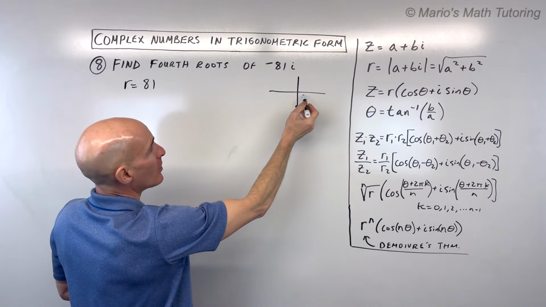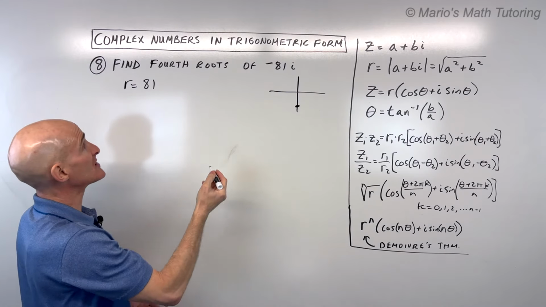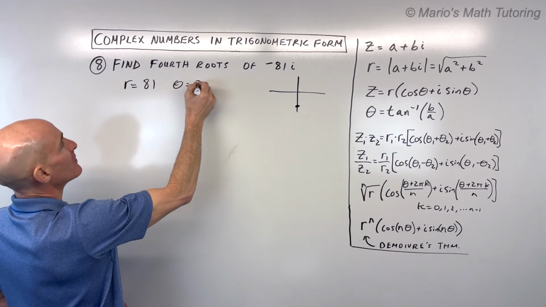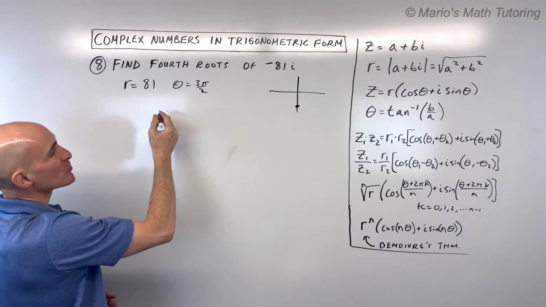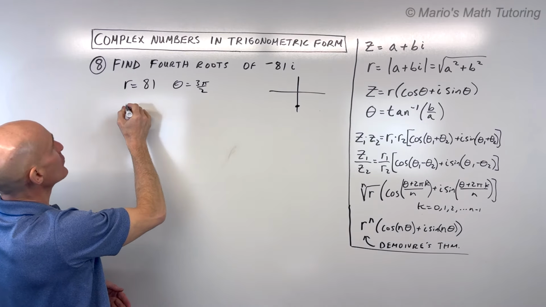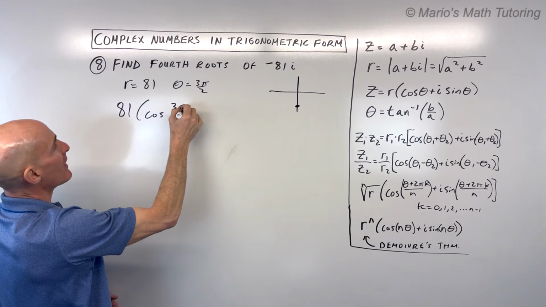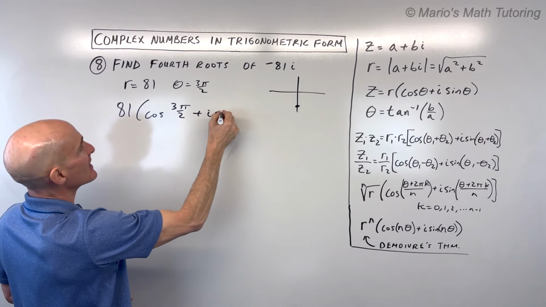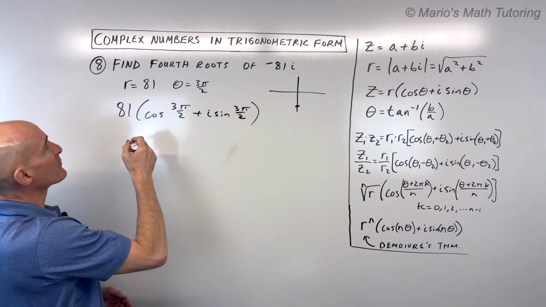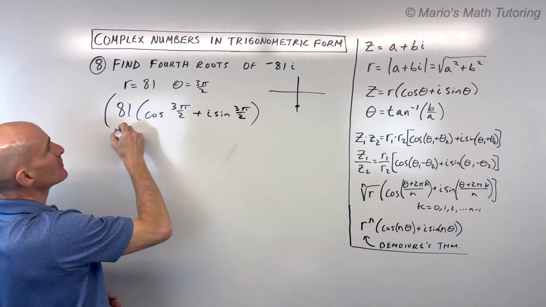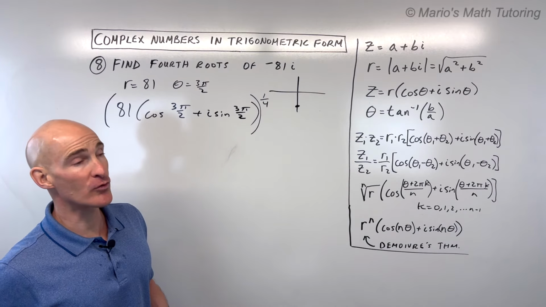Now the angle also is pretty easy to identify. You can see that this is like 3 pi over 2 or 270 degrees. So that's pretty simple, but again, you can use the formula. I like to plot it first. But in trigonometric form, our complex number would look like this. It's 81 cosine 3 pi over 2 plus i sine 3 pi over 2. But what we're doing is we're finding the fourth roots of this number, which is kind of like taking it to the 1/4 power, right? That's the same as the fourth root.